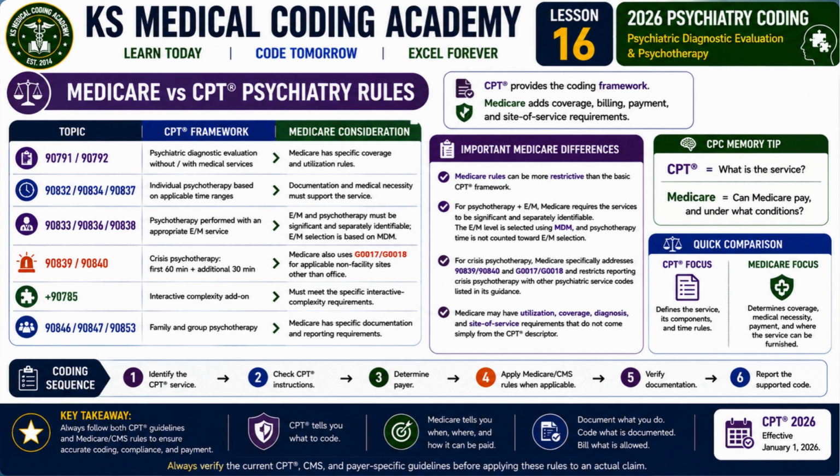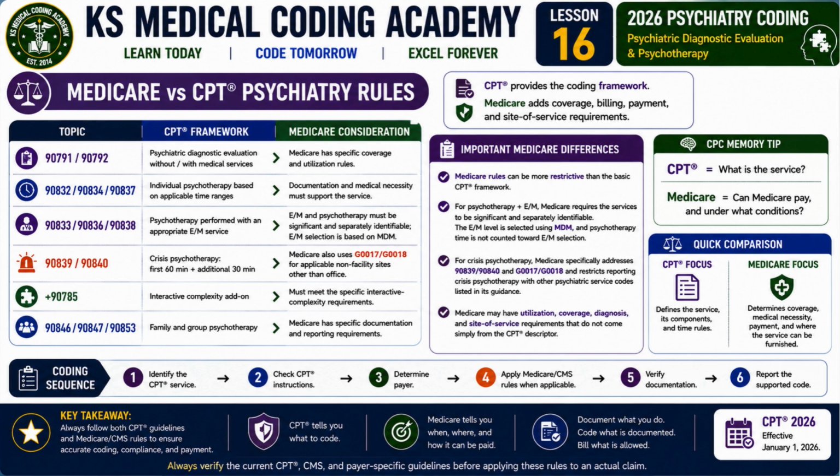Medicare can also place specific restrictions on reporting services together. For example, Medicare guidance says crisis psychotherapy codes should not be reported with psychiatric diagnostic evaluation or the standard psychotherapy codes listed in its guidance. So, for the CPC exam, remember this simple concept: CPT, what is the service? Medicare, can Medicare pay, and under what conditions? Your coding sequence should be: identify the CPT service, check CPT instructions, determine the payer, apply Medicare or CMS rules when applicable, verify documentation, report the supported code. And remember, Medicare guidance can change.